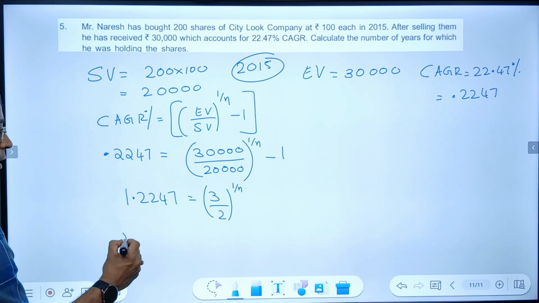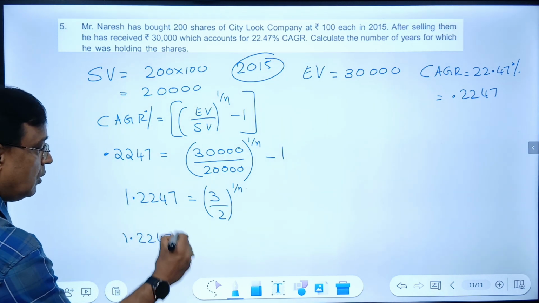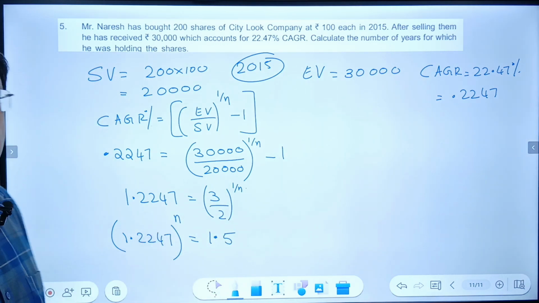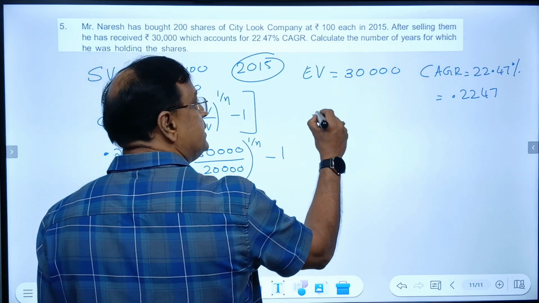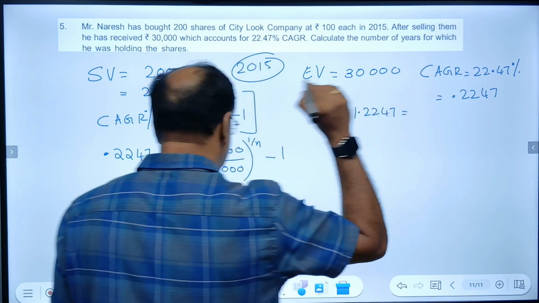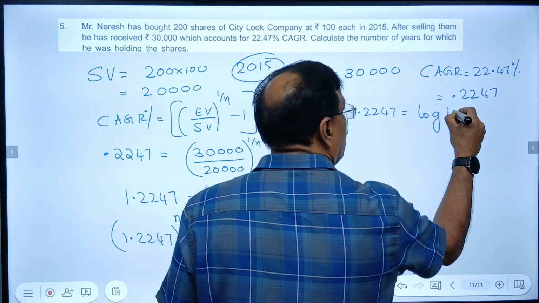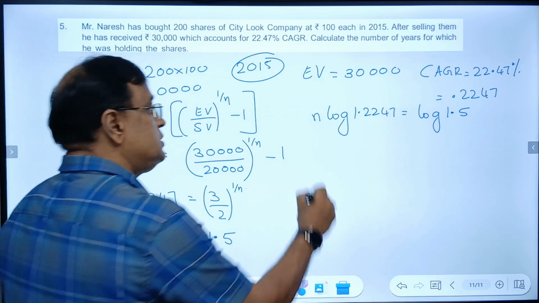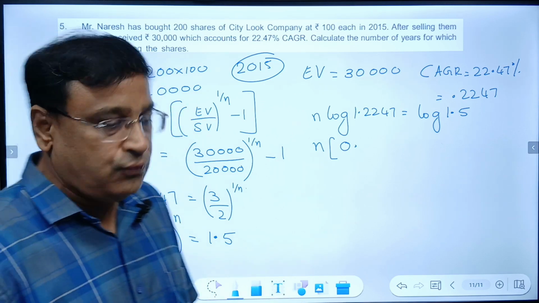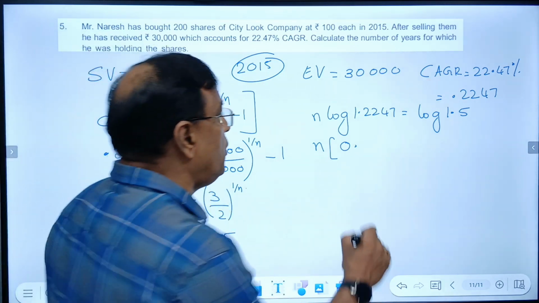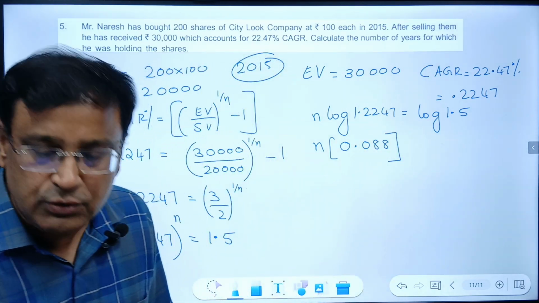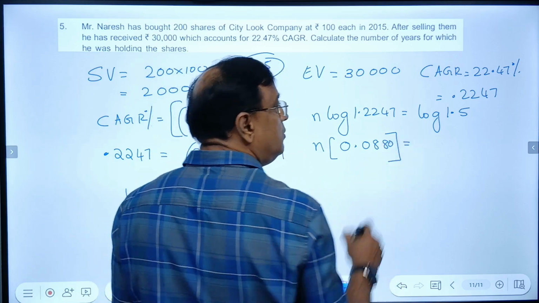Raising it to the power of n, I get 1.2247 whole power n equal to 1.5. Now I want to find n. How do I find n? Take log on both sides. n log 1.2247 equals log of 1.5. Which is n into, the characteristic is 0, and if you look at the log of 1.2247, I'm getting 0.0880.